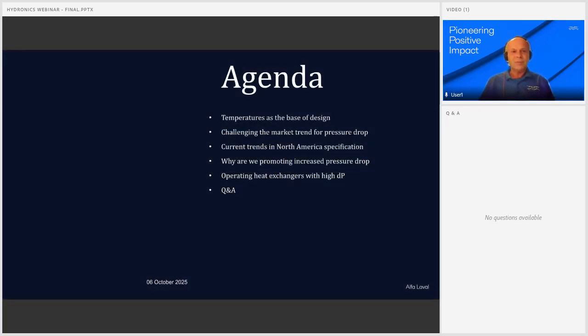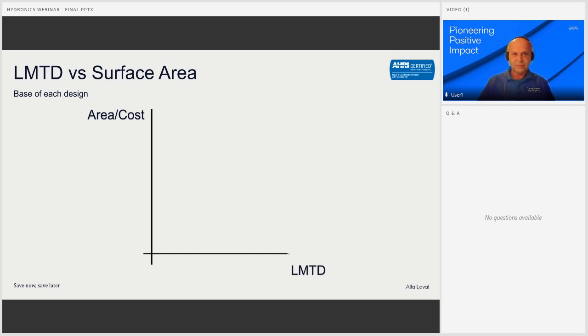So, the agenda of today: we take a short jump back to the temperatures as base of design. We will give you some idea about the challenges we have in the market trend for pressure drop. We talk about the current trends in the North America specifications, and we give you insight into why we are promoting increased pressure drop. And of course, operating heat exchangers with a high pressure drop. At the end of the session, there will be room for questions and answers.